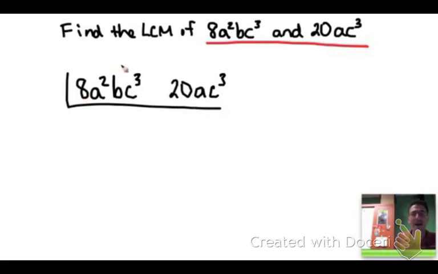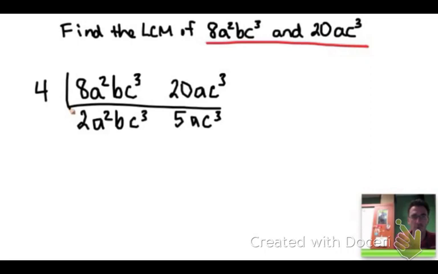What's a common factor of both 8 and 20? Well, I know 4 goes into both of those. So 8 divided by 4 is 2a squared bc cubed. And 20 divided by 4 is 5ac cubed. 2 and 5 have no common factors, so now I'm going to work with the variables.